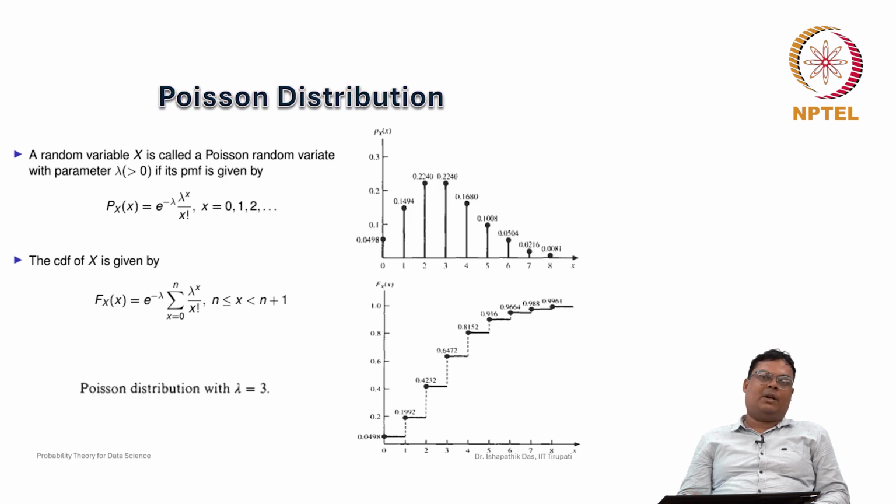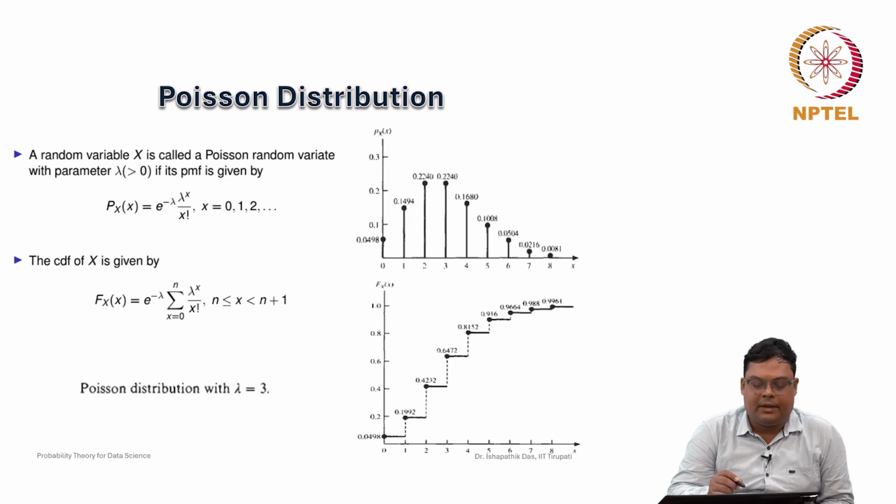These are finite numbers. Now, we will discuss another distribution. This is also a discrete random variable. The range of this random variable can be infinite, but it will be countably infinite. So, a random variable x is called a Poisson random variate with parameter lambda greater than 0 if its probability mass function is given by this relation.